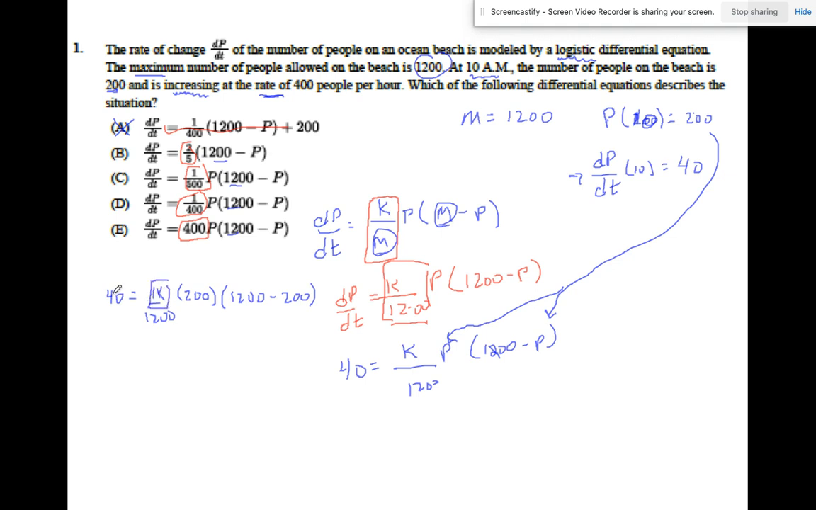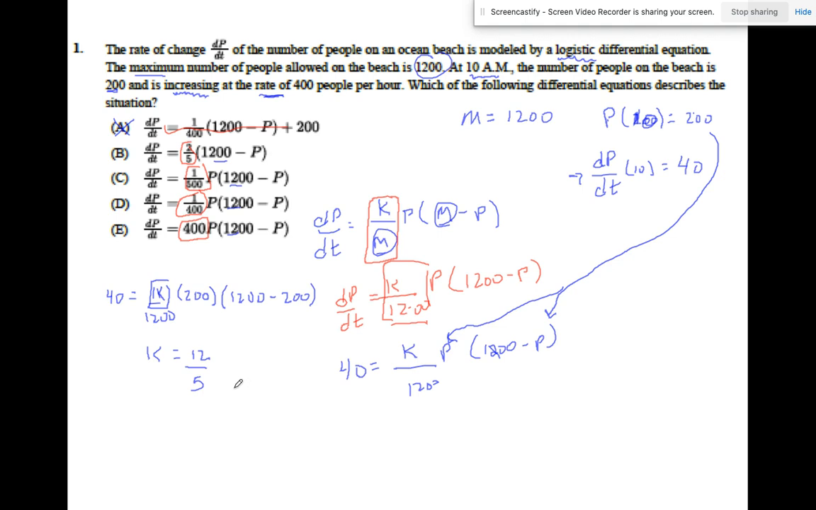So you're taking on your calculator 40 times 1200 divided by 200 times 1000. And I got K to be 12/5. I'm really happy. I go up here and I look at, oh, there's 2/5. Did I do something wrong? Do that math again. No, 12/5 is right. What the heck?